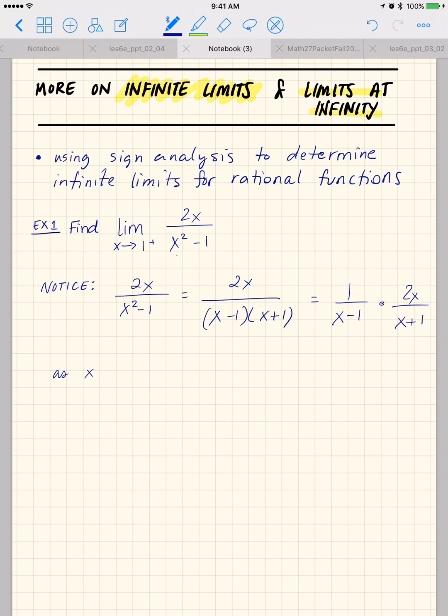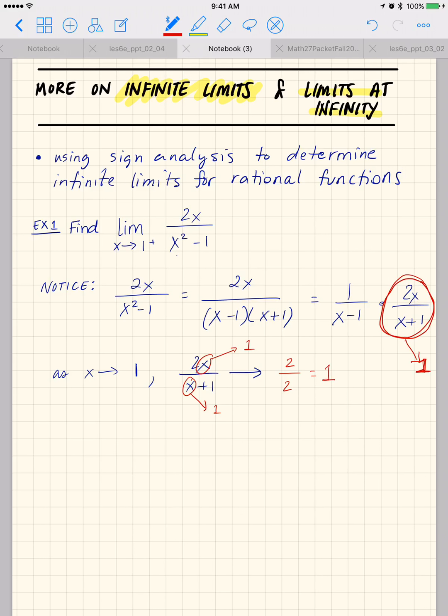Now, as x goes to 1 from the left or the right, 2x over x plus 1 goes to what? Well, let's see here. The x is going to go to 1, and this x is going to go to 1. So our numerator is going to go to 2, and the denominator is going to go to 2, which is equal to 1. So what this means is that this fraction is going to go to 1.